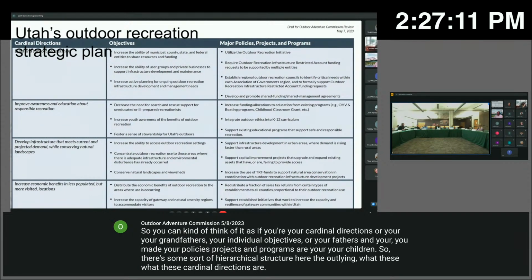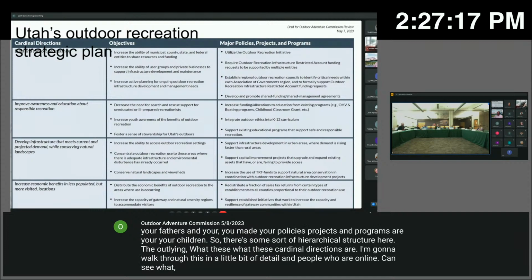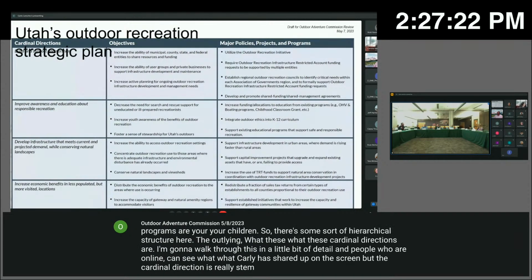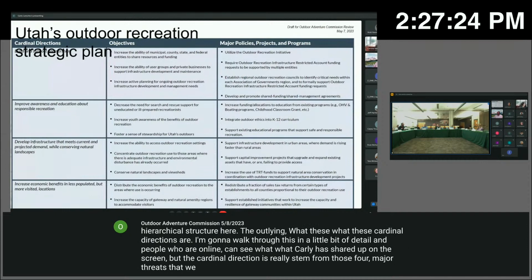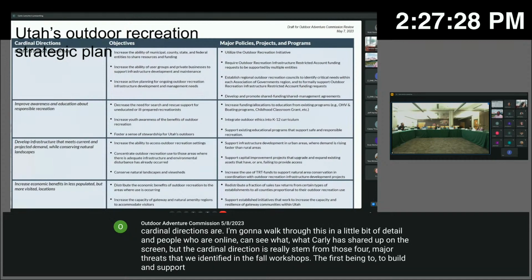I'm going to walk through this in a little bit of detail, and people who are online can see what Carly has shared up on the screen. The cardinal directions really stem from those 4 major threats that we identified in the fall workshops. The first being to build and support partnerships across state, federal, and local resource management agencies within Utah.